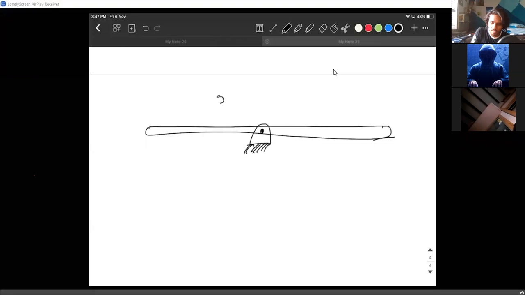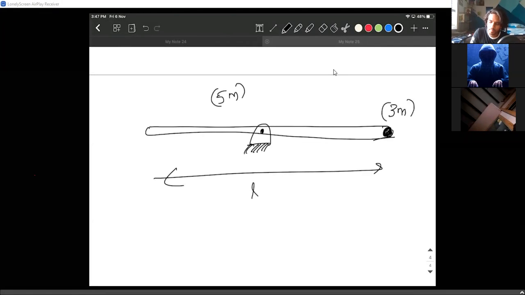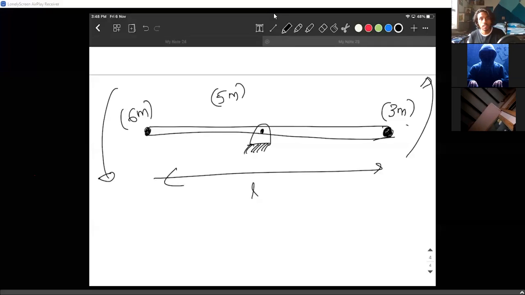The rod's mass is 5m, length is L, one particle mass here 3m, another particle mass here 6m. Try to take some time. I'll give you a minute or something. Try to find the angular acceleration. Of course, the system will rotate like this since 6m is heavy. Try to find the answer.